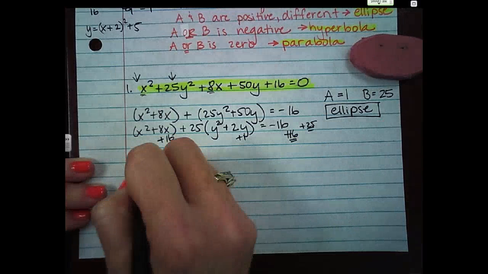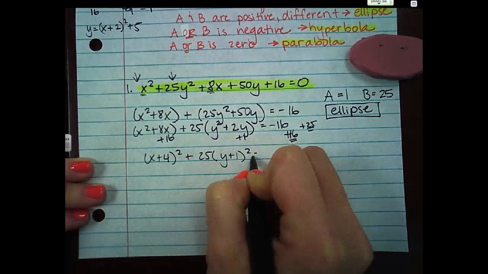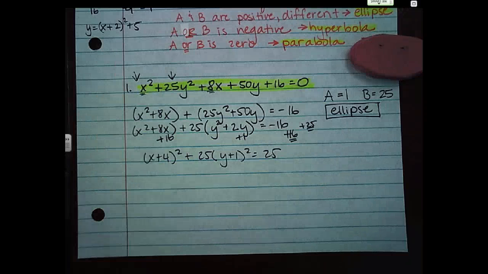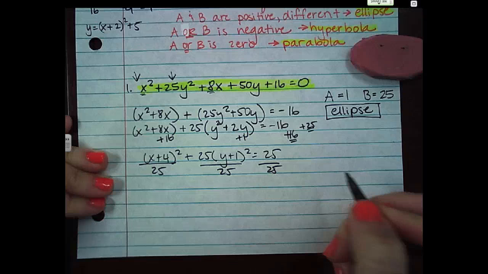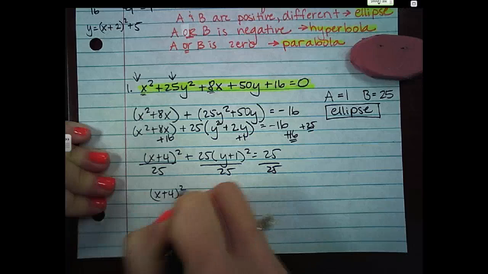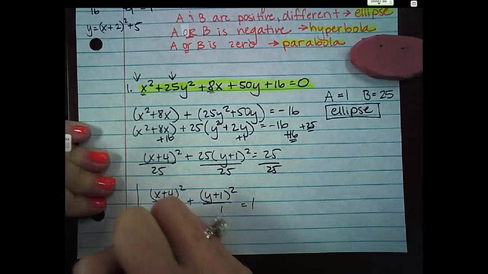Complete the square, x plus 4 squared plus 25 times y plus 1 squared equals 25. Now knowing what it is makes a difference. Do I need it to end in 25 or do I need it to end in 1? We know it's an ellipse, so it has to end in what? It has to equal 1, so we have to divide everything by 25. That's why it's tricky, because you've got to know the next step. So then this just becomes x plus 4 squared over 25 plus y plus 1 squared over 1 equals 1. And there's your ellipse.